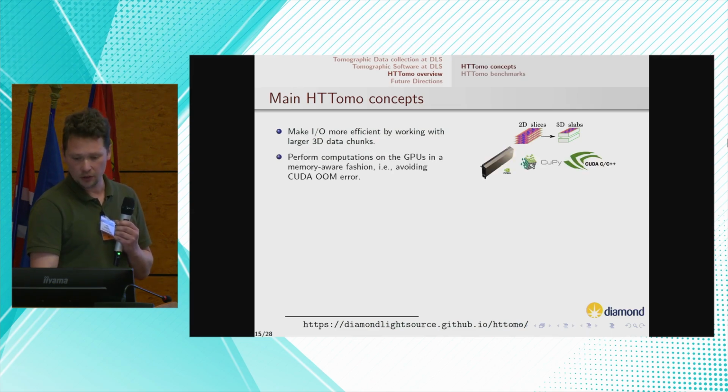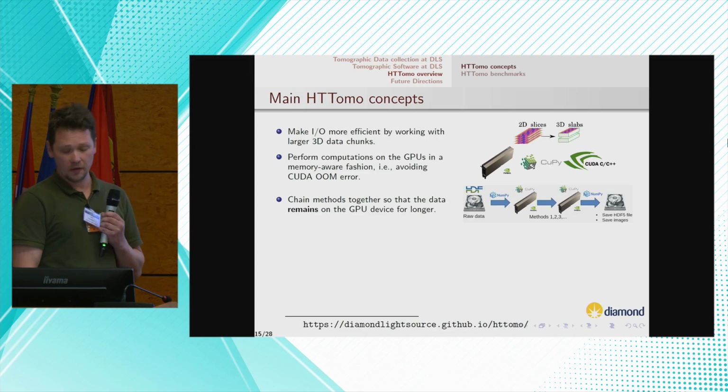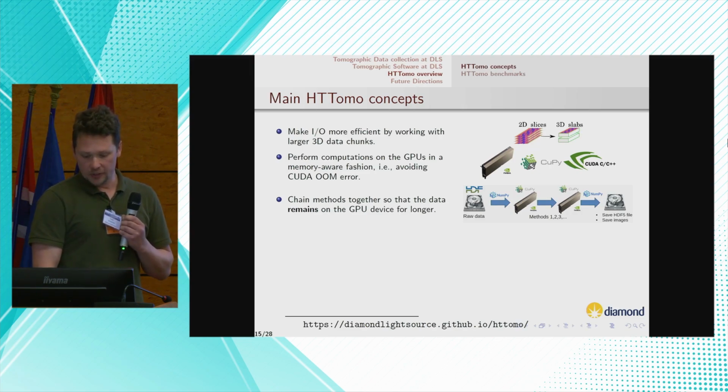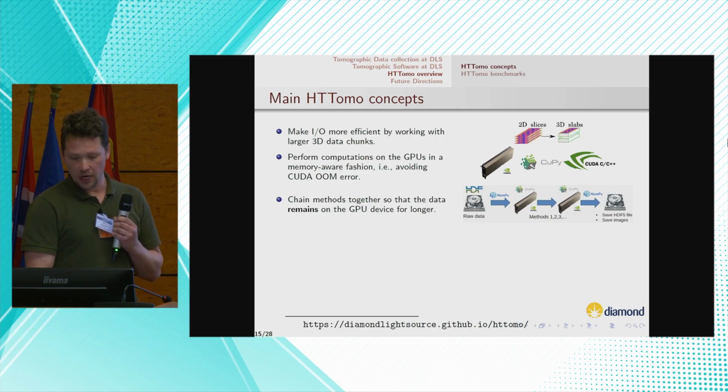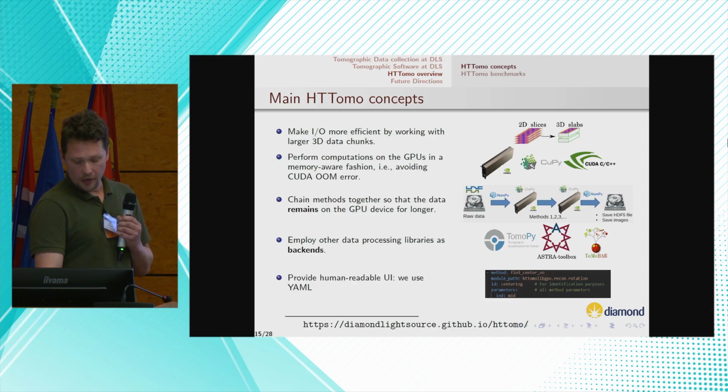And we perform the computations on the GPUs in a memory-aware fashion. I will be speaking more about it later on. But essentially, we need to know the size of the GPU available and the amount of the data we could fit on it. Then the methods should be chained together. So if we use GPU methods, we can essentially serialize them in some kind of chain and keep the data on the GPU as long as possible. Then we will use external libraries as backends and provide a human-readable UI. So we chose YAML for now.